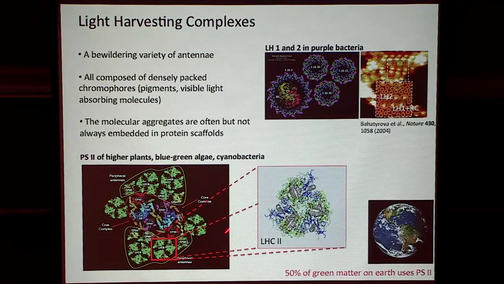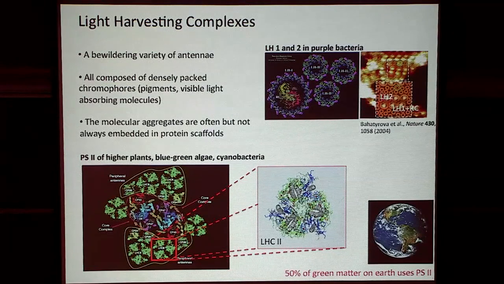The most important one for us is probably, since 50% of green matter on Earth uses this, called photosystem 2, of higher plants, so advanced plants. And this has a total of about 320 pigments or chromophores, same word, means the same thing. These are molecules that absorb visible light. There are about 320 of these embedded, and they're grouped in this complex. This complex is what we call a super complex.